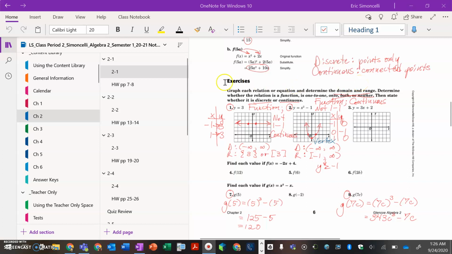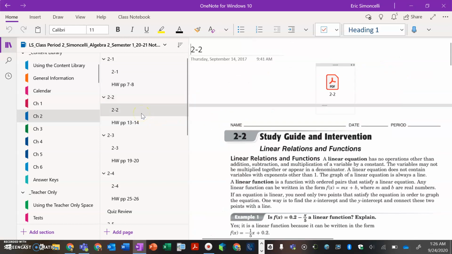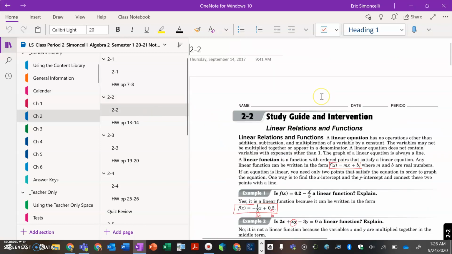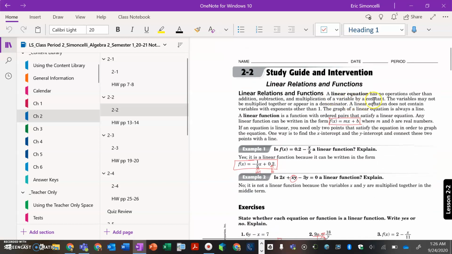So I'm going to segue on to section 2.2 just because, again, we can with how things are kind of related here today. Linear relations and functions. So moving on. A linear equation has no operations other than addition, subtraction, and multiplication of a variable by a constant. The variables may not be multiplied together or appear in a denominator. A linear equation does not contain variables with exponents other than 1.